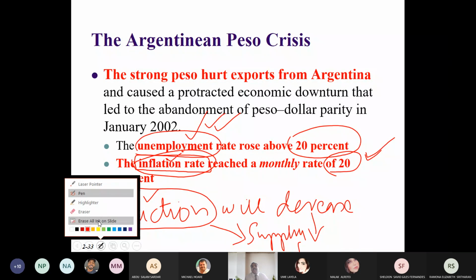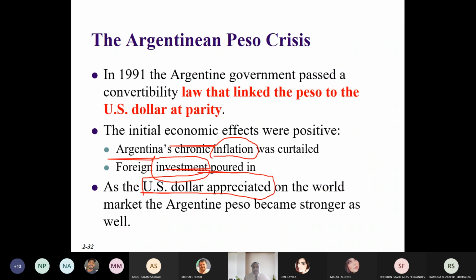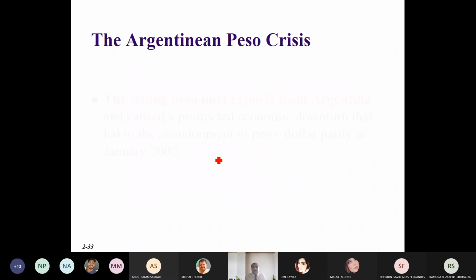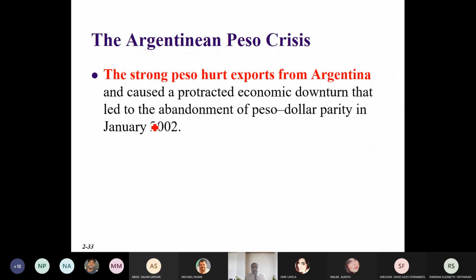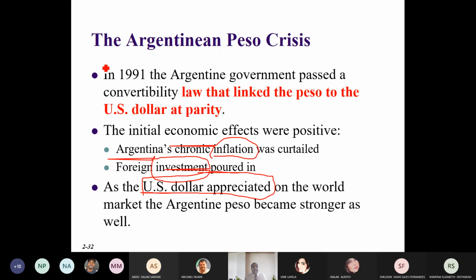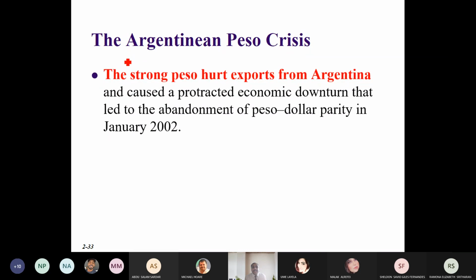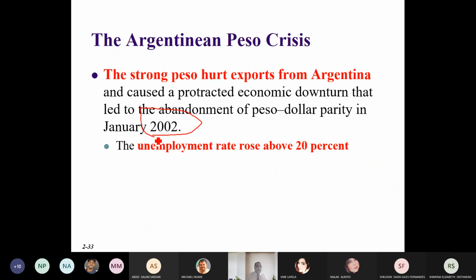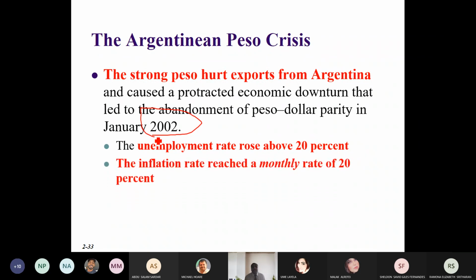They need to look into the long-term effect. In the short run, Argentina enjoyed. What happened in the short run? The inflation went down and the investment came in, right? But in the long run, what happened in 2002 almost? They took this decision in 1991, correct? So almost after 10 years, what have they seen? They have seen that now the imports are falling, because of which the unemployment rate is rising and the prices are going up.